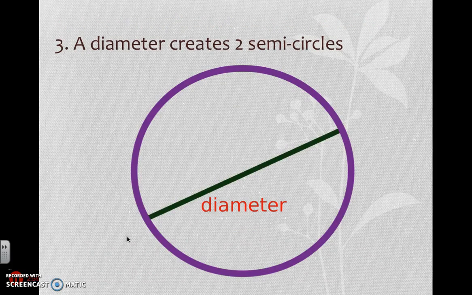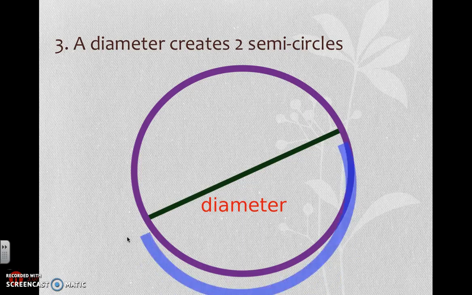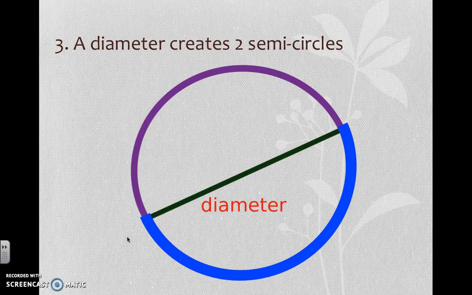Number 3 is that a diameter creates 2 semicircles. I think you already know this one, but when you draw a diameter through the center, you have 2 semicircles, and so I got my nice purple circle here, and then the top half, which is now purple, is one semicircle, and the bottom half, which is now blue, is the other semicircle.